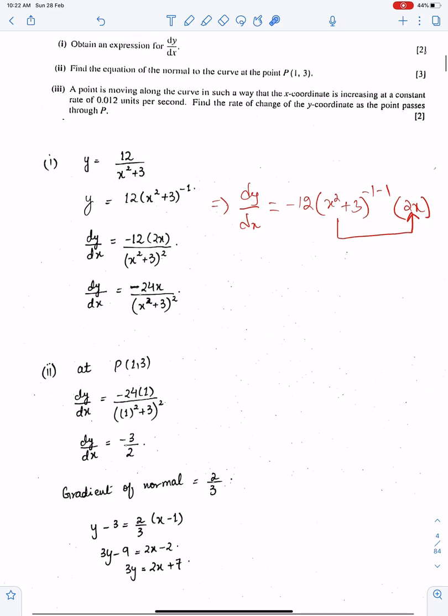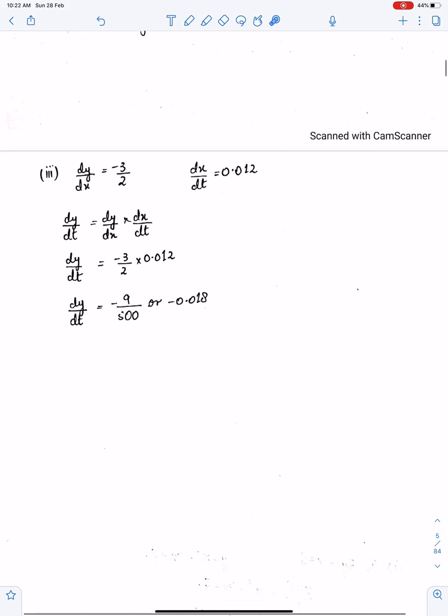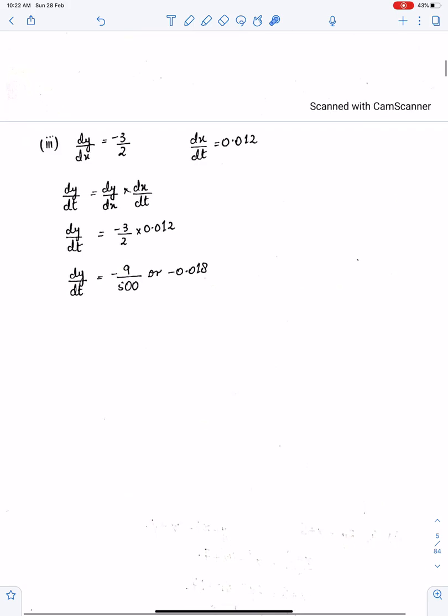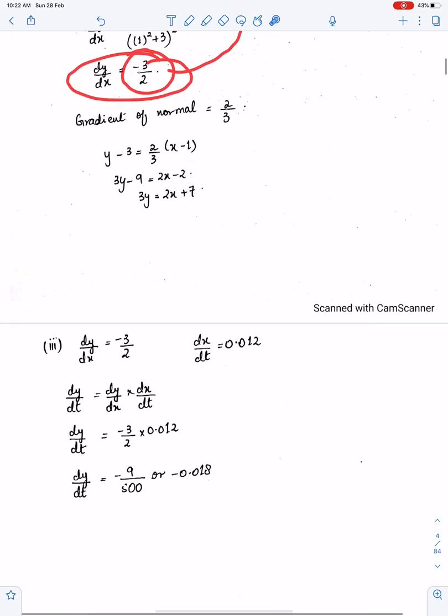Now the last part is of chain rule, because the rate of increase of x is given and we need the rate of change of y at this point. When one rate is given and the other rate is required, then the question is of chain rule. This is given and this is required, so this question is of chain rule. So first get dy upon dx at P. So this is dy upon dx at P. So use this value for the chain rule.